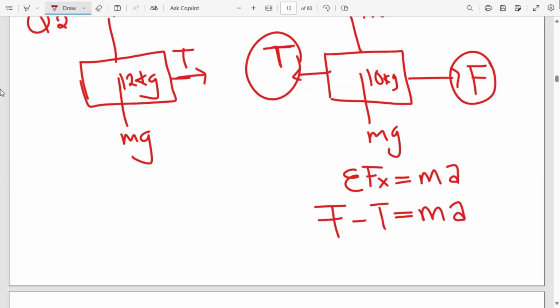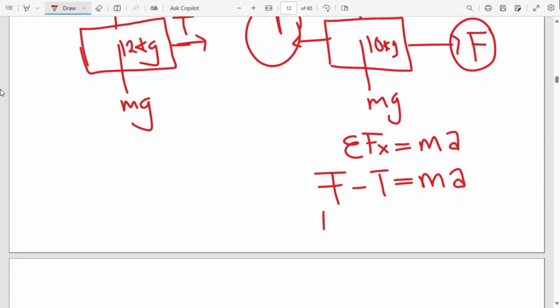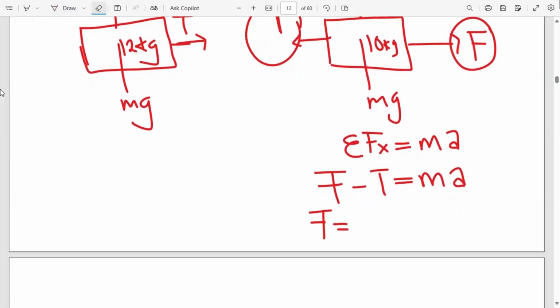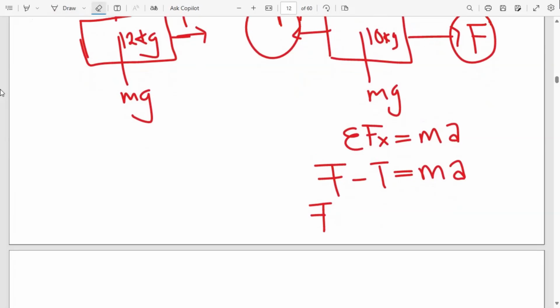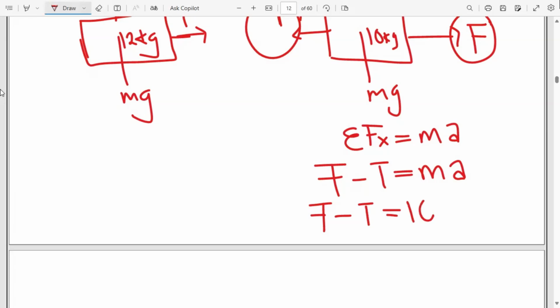Which mass are we talking about? It's the 10 kilogram mass that we have there, and we can plug it in just to simplify things. So I can say F minus T will be equal to 10 multiplied by acceleration, 10a.